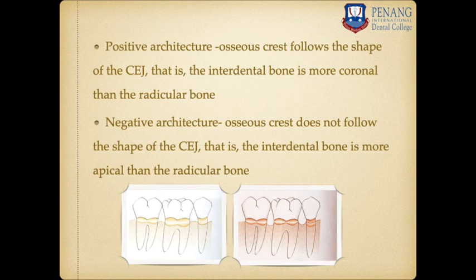What happens during disease is that bone loss occurs in the interproximal region, which results in the interproximal bone dipping down to a more apical position compared to the facial and lingual bone. So the interproximal bone goes more apical to the facial and lingual bone.